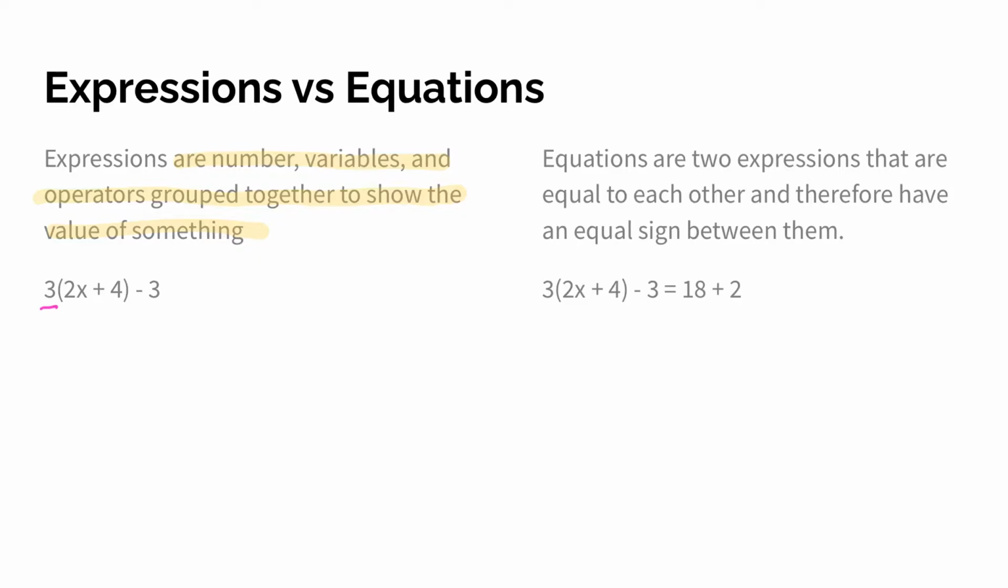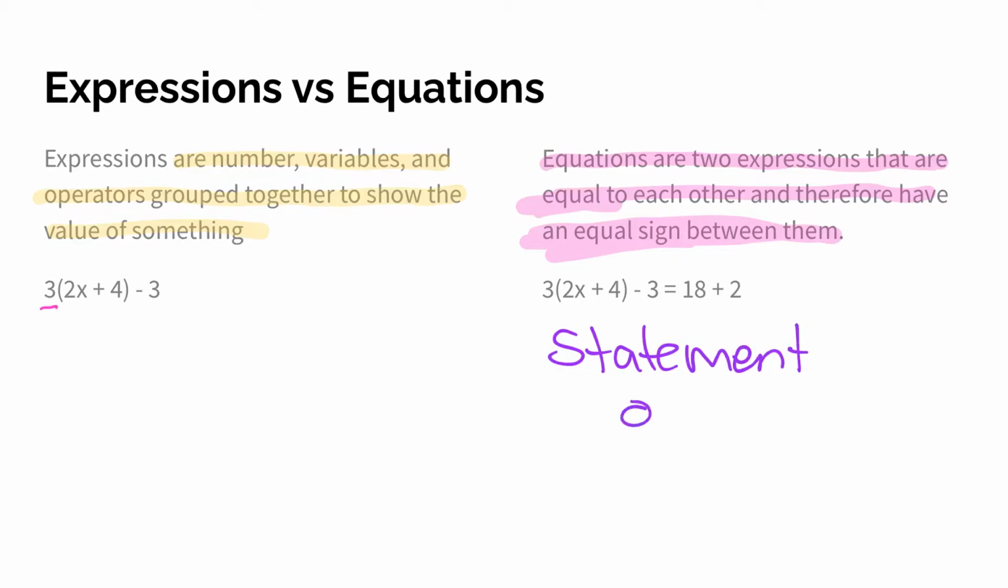An equation, on the other hand, is 2 expressions that are equal to each other and therefore have an equal sign in between them. This is a statement of truth. Does this side equal this side? It's a statement of truth.